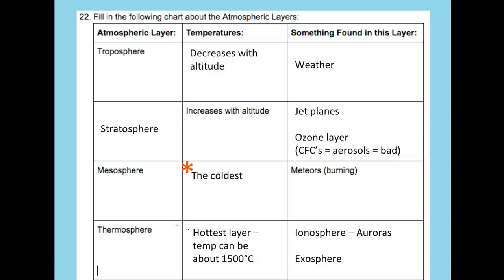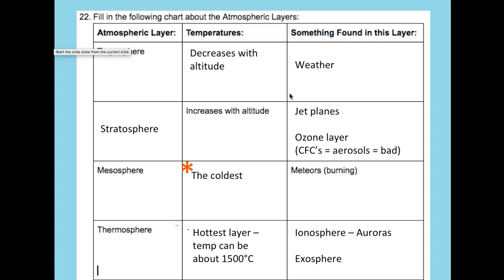Number 22, this is looking at the atmospheric layers. So troposphere, stratosphere, mesosphere, thermosphere. The troposphere is the layer that we live in. It's the area where we have weather, and the temperature is going to decrease with altitude. So as you go higher up in the troposphere, it's going to get colder. The stratosphere, strata means layer, and its temperature is going to increase with altitude. Jet planes are found in this layer, and also the most important thing is the ozone layer. So we have the ozone layer in the stratosphere.